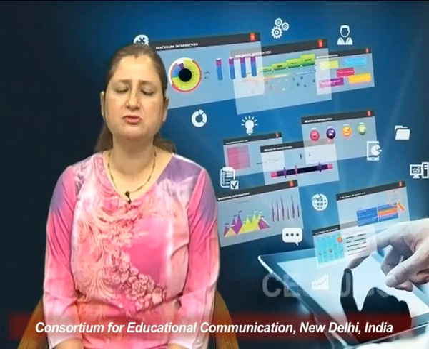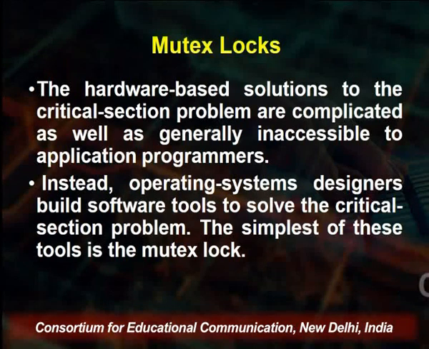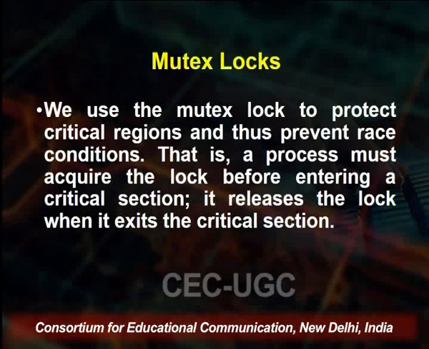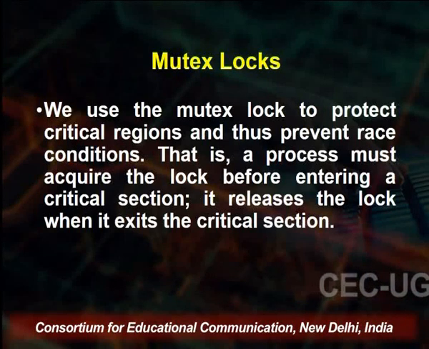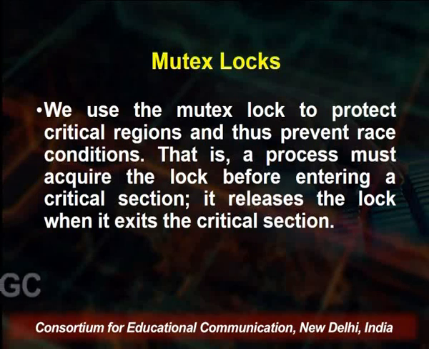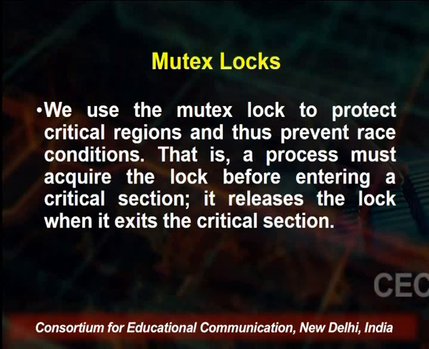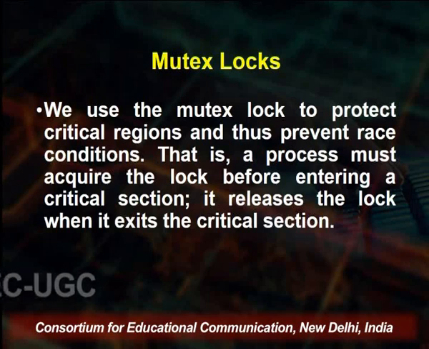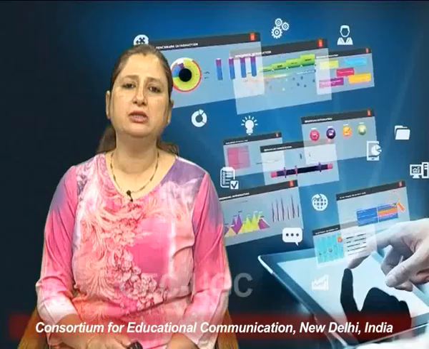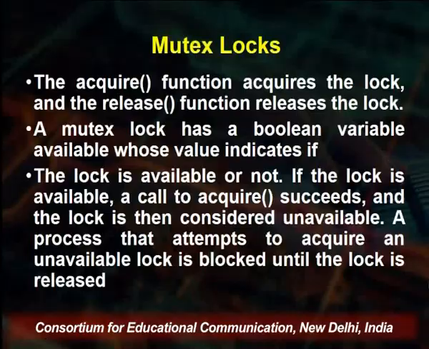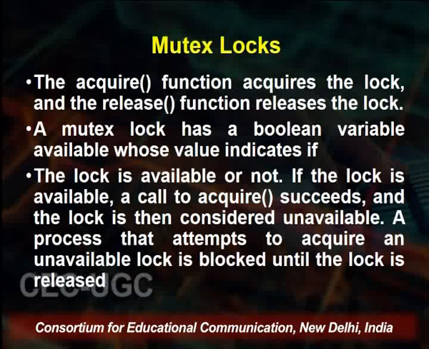One of the simplest software based tools designed by operating system designers is the mutex lock. Mutex locks protect the critical region and prevent the race condition. A process must acquire the lock before entering a critical section, and it will release the lock when it exits the critical section. So, there are two functions: the acquire function, which acquires the lock, and the release function, which releases the lock.